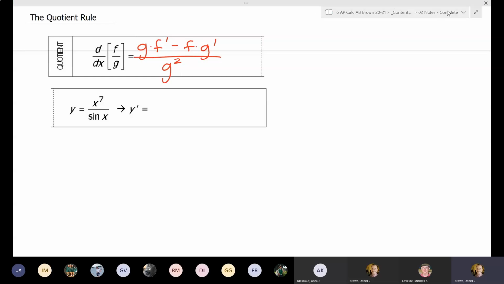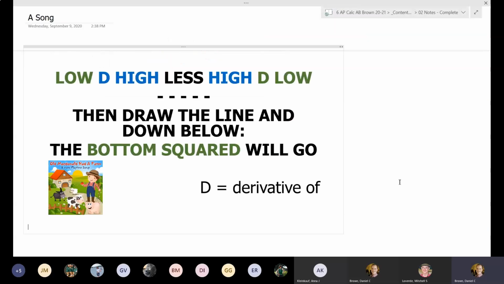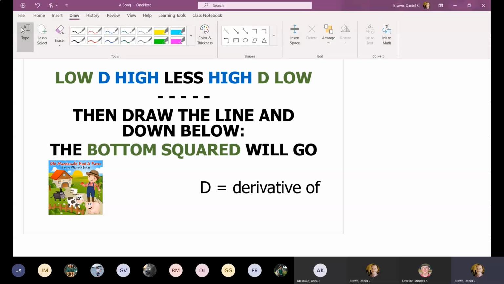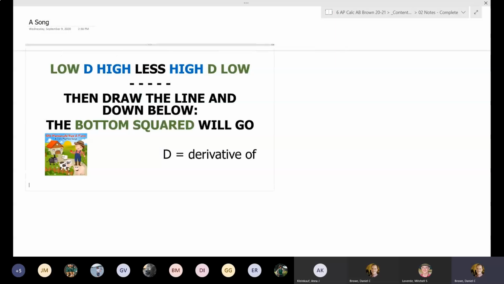And again, to this day, I may not sing the song in my head, but I definitely say it in my head whenever I do the quotient rule. I do think you have to understand the lyrics of what it represents. So this is the song.